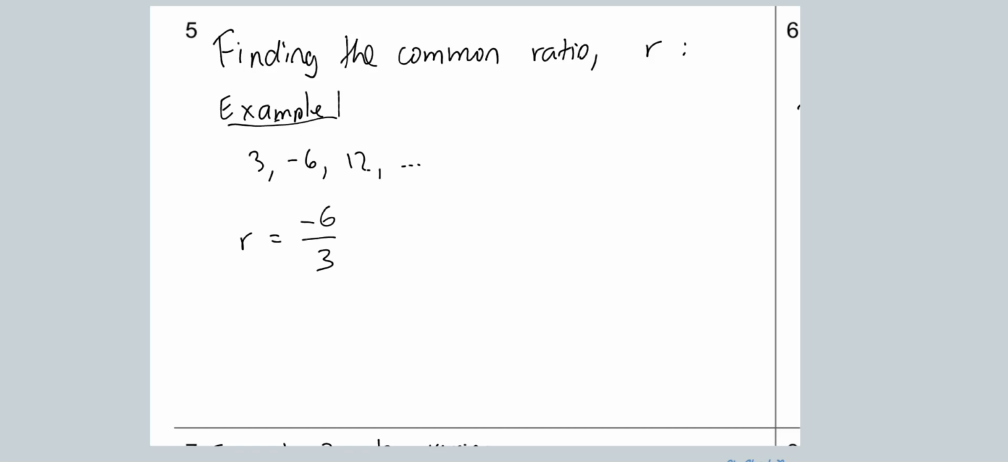Get used to writing things in fractions. That's how we should do it in more grown-up maths. And that equals -2. Done. That's how you work out the common ratio. Don't do this bit, but just to prove to you, 12 divided by -6 is also -2. So it doesn't matter which 2 consecutive terms you choose. If you know it's a geometric sequence, then you pick those 2 consecutive ones and divide them out. So we've got R equals -2 there.